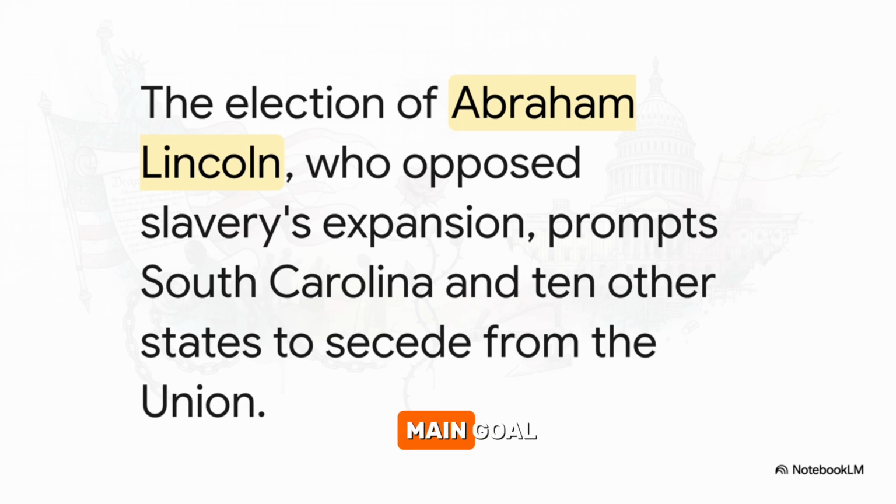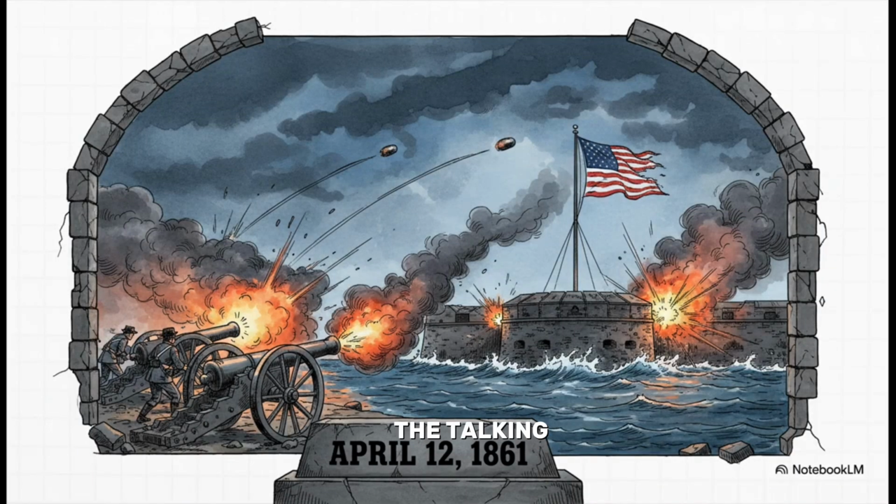Now, his party's main goal wasn't to end slavery where it already existed, but to stop it from spreading into new territories. For the slave-holding South, this was a threat to their entire way of life. So South Carolina decided it was out, seceding from the Union. 10 other states quickly followed, and they formed the Confederacy. And that was it. The talking stopped.